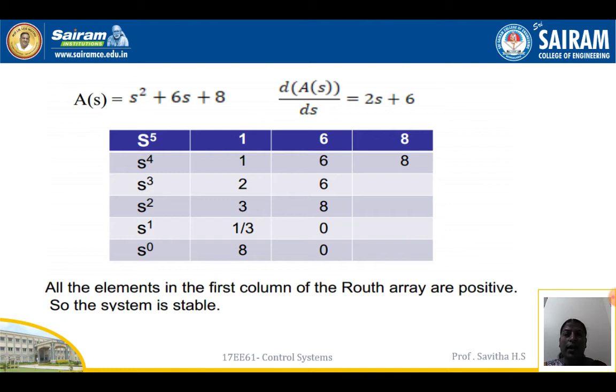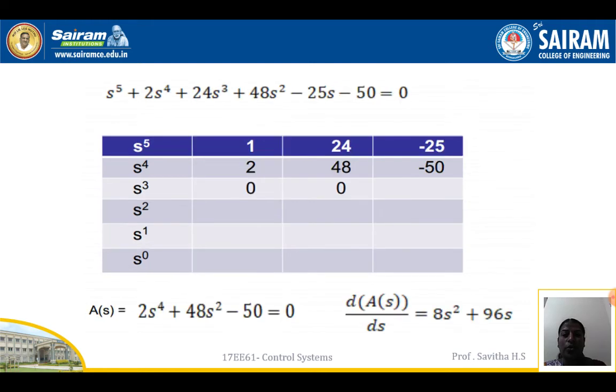Now I'll take the polynomial of the s to the power of 4 row as A of s is equal to s square plus 6s plus 8. Differentiating that equation with respect to s, we get 2s plus 6. So in the s cube row we have to write the values 2 and 6. Then continue the calculation. All the elements in the first column of the routh array are positive, so the system is stable. This is special case 2.